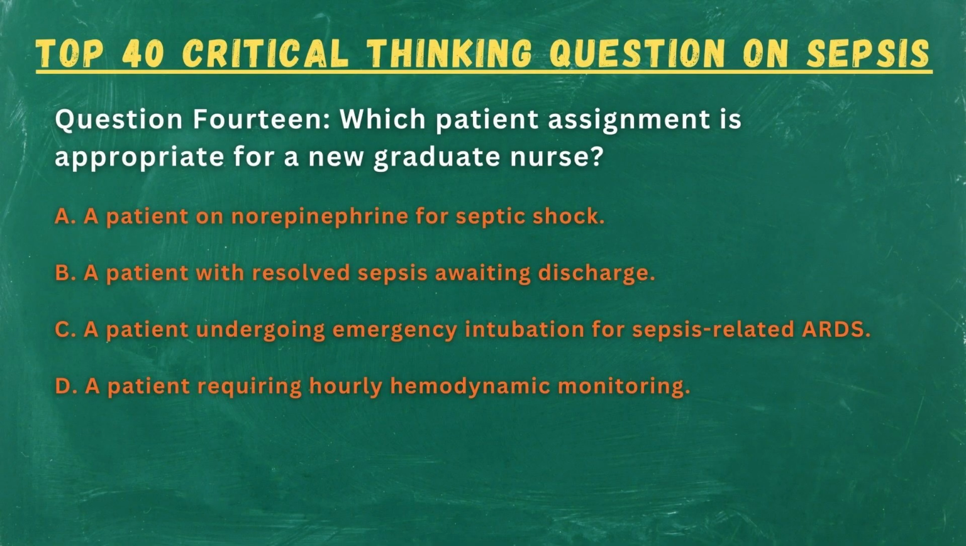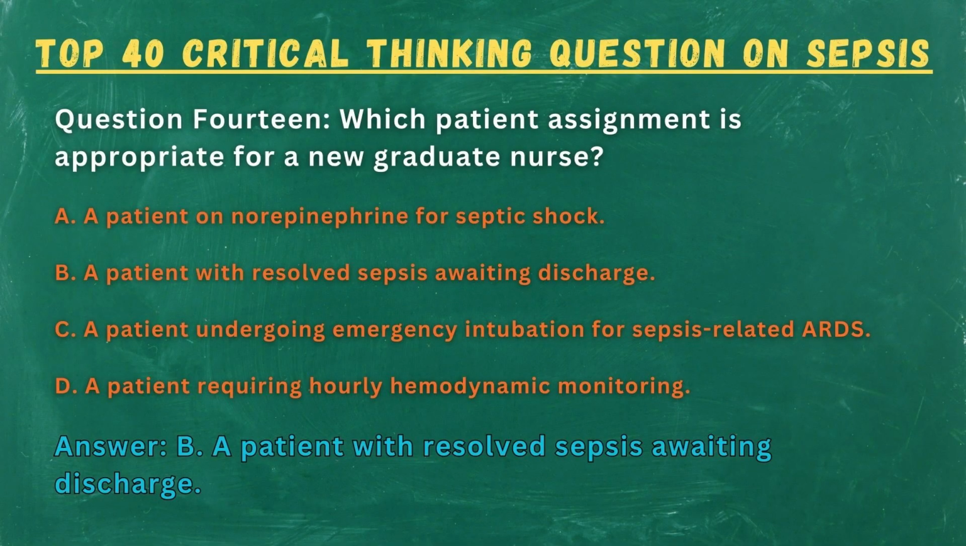Question 14. Which patient assignment is appropriate for a new graduate nurse? A. A patient on norepinephrine for septic shock. B. A patient with resolved sepsis awaiting discharge. C. A patient undergoing emergency intubation for sepsis-related ARDS. D. A patient requiring hourly hemodynamic monitoring.